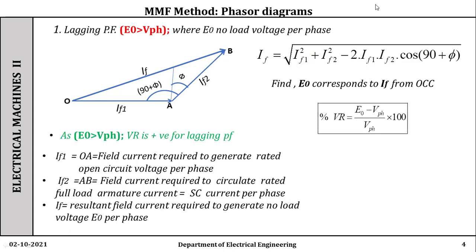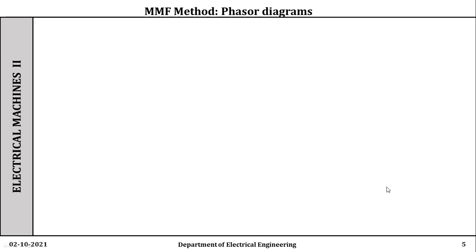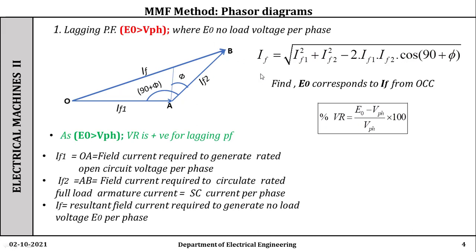Find E0 corresponding to this field current, and then find out the percentage voltage regulation, that is no load voltage minus full load voltage divided by full load voltage into 100. Now in case of lagging power factor, E0 is greater than VPH, and obviously this numerator will be greater than 0, and therefore voltage regulation is positive for a lagging power factor.